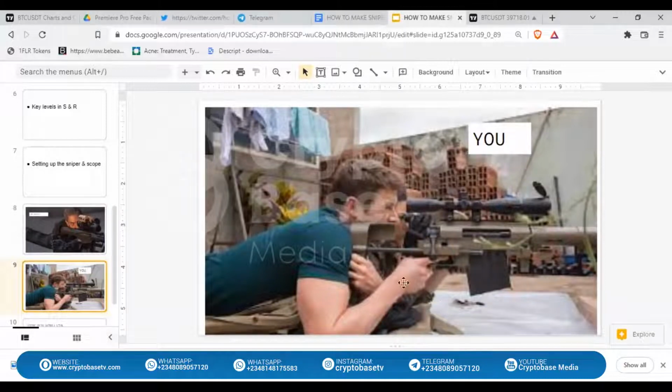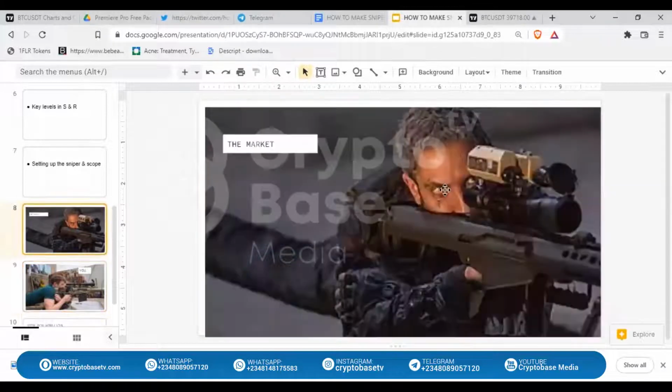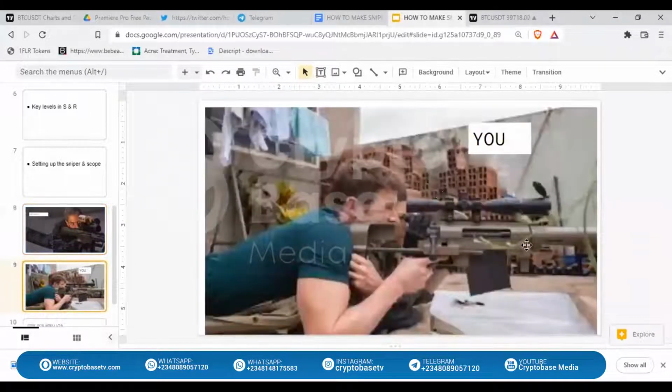There's one guy beside him right there that does the calculations. And this is the market, and this is you. This is you looking at the market. This is you making your analysis. This is you making your technical analysis with your charts and your tools, your indicators, and everything. This is you, and then this is your scope, guys.